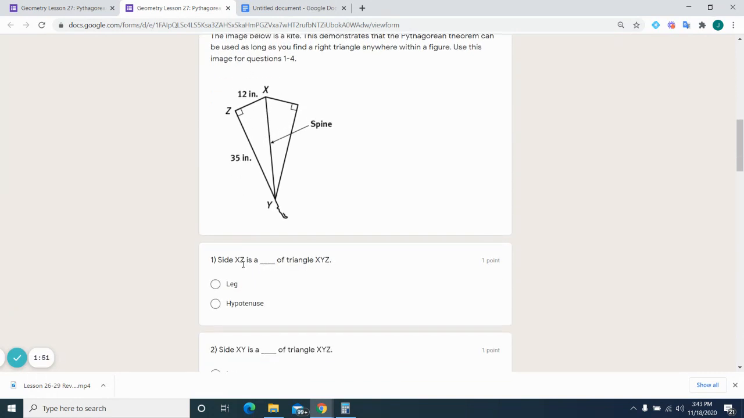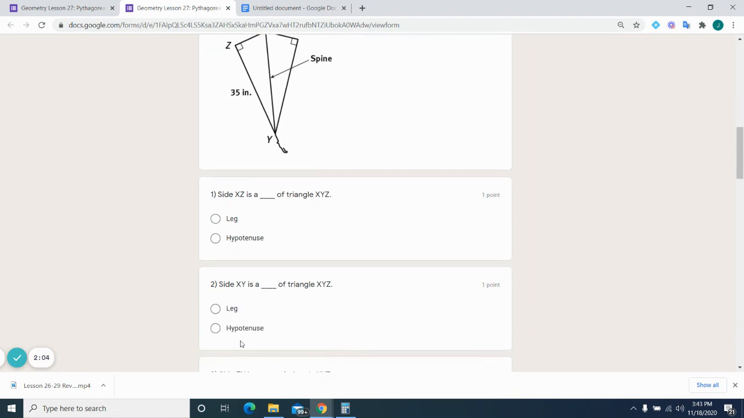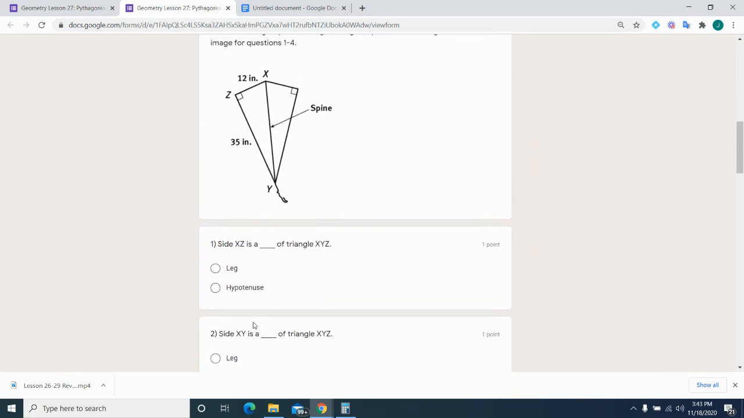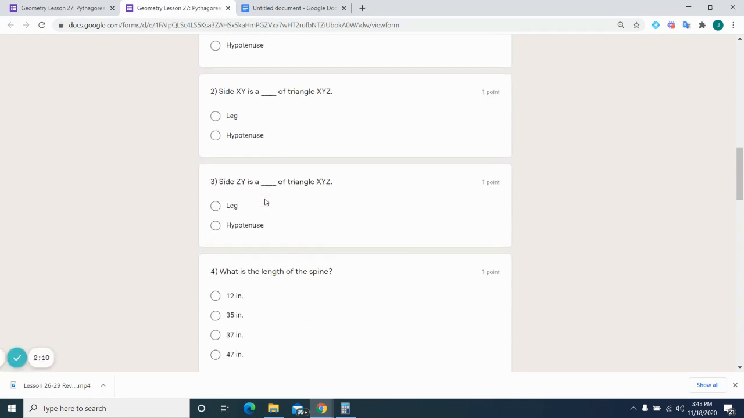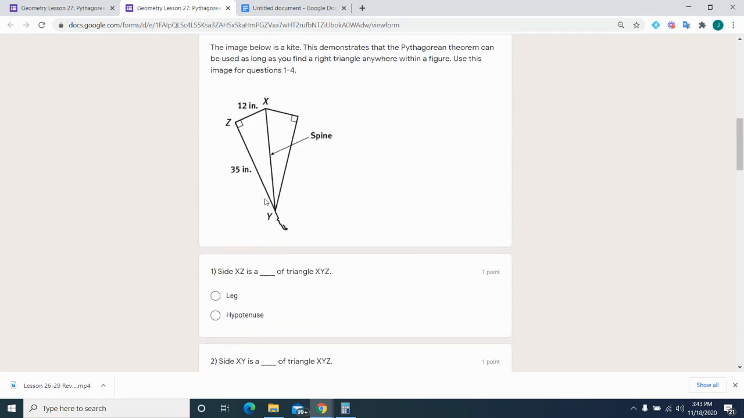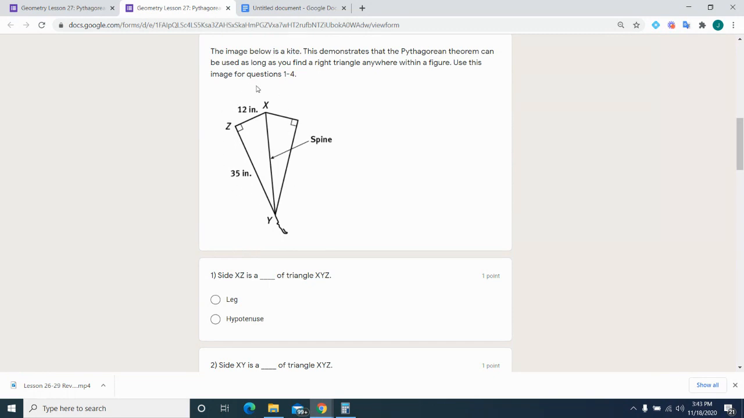So in this case, xz right here is what? It is a leg. You see, here's your right angle. So these 2 are your legs. Then xy along here, the spine is what it calls it, is the hypotenuse. And then side zy right here is another leg. What is the length of the spine? So to find the length of the spine, we need to use the Pythagorean theorem.